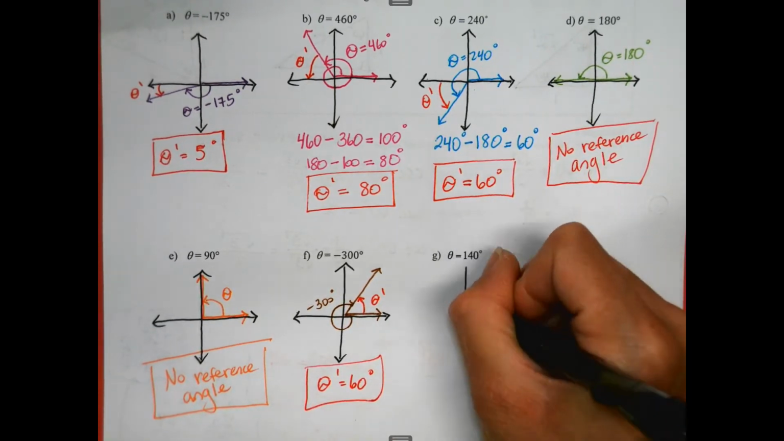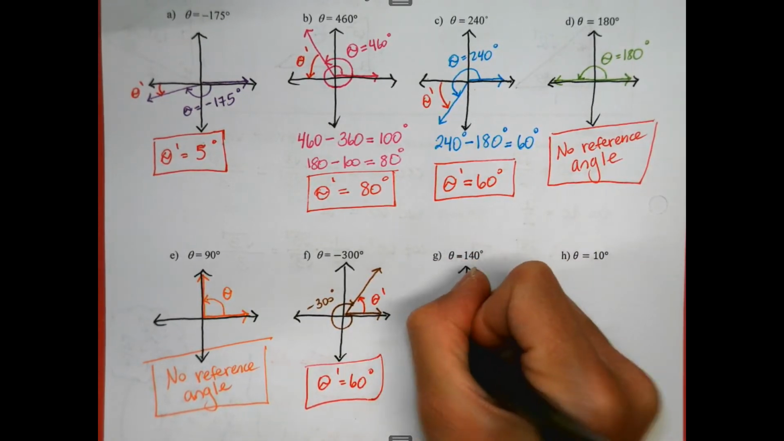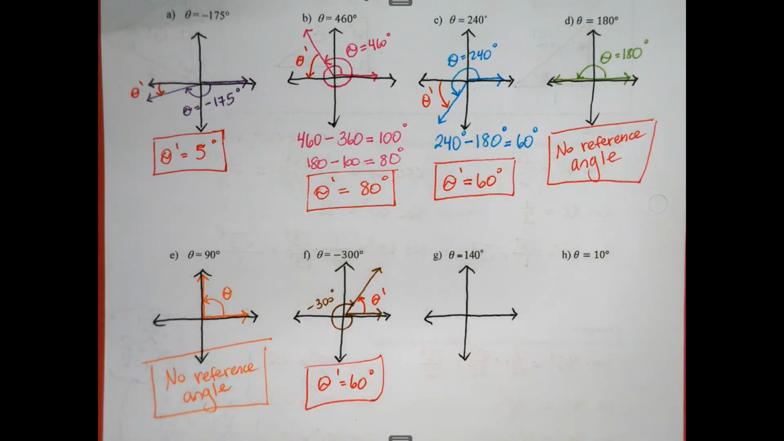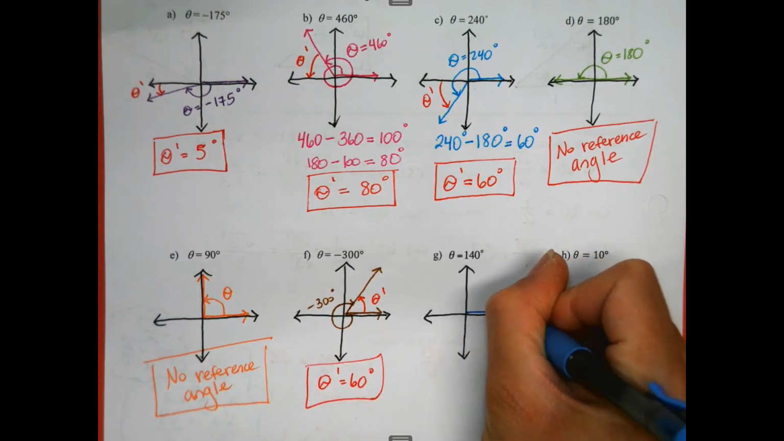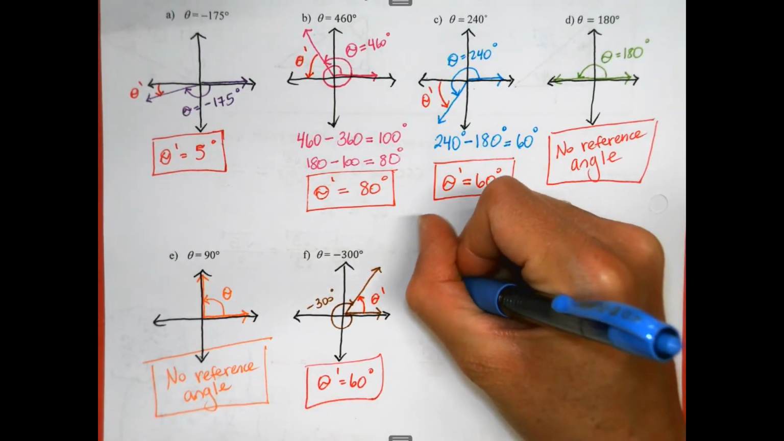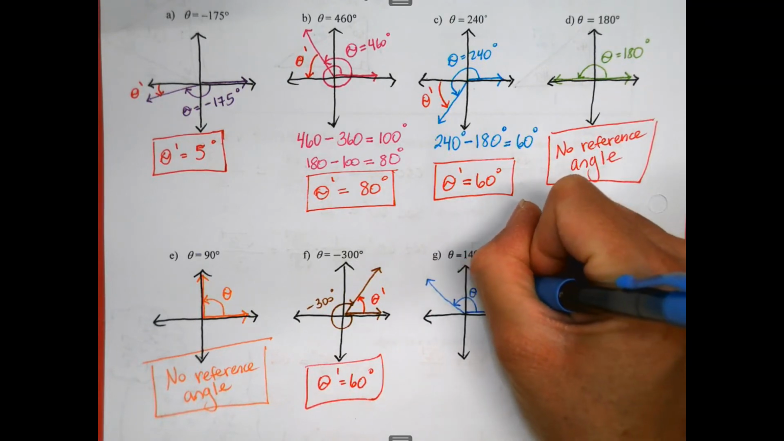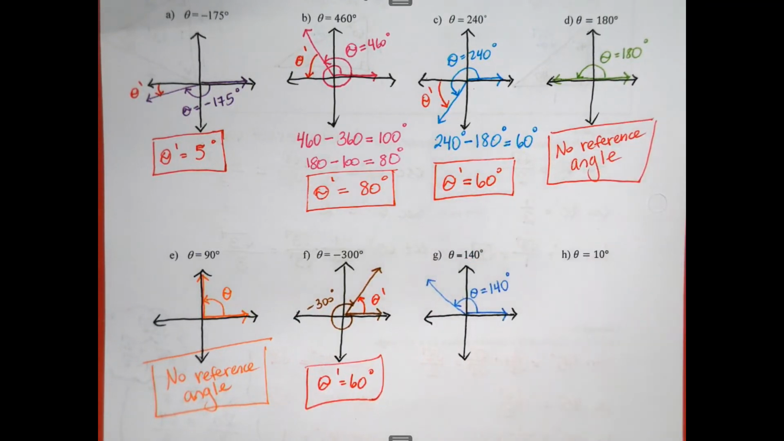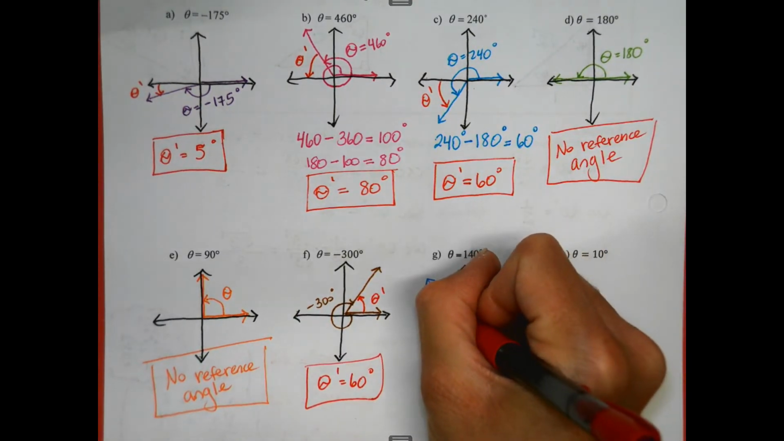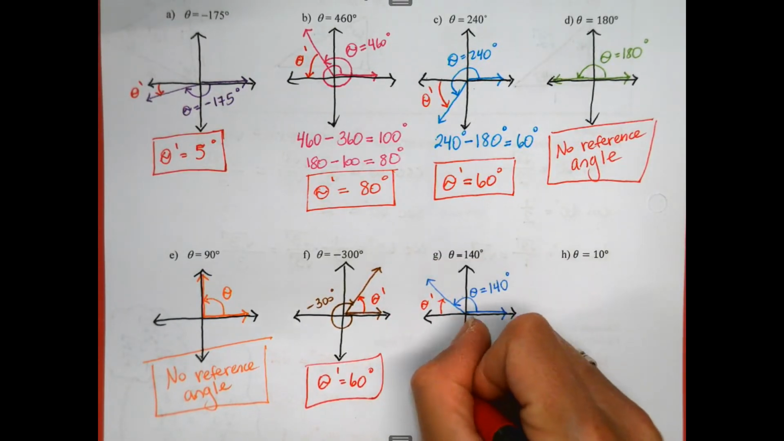140 degrees. Start on the positive x-axis, rotate around, and we end in the second quadrant. We want to know how many degrees we are away from 180, or how many more degrees it will take us to get to 180. And that is our reference angle. And in this case, our reference angle is 40 degrees.